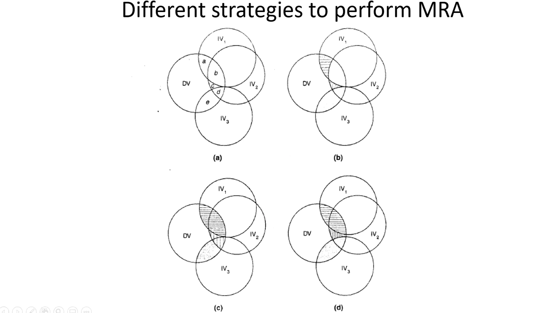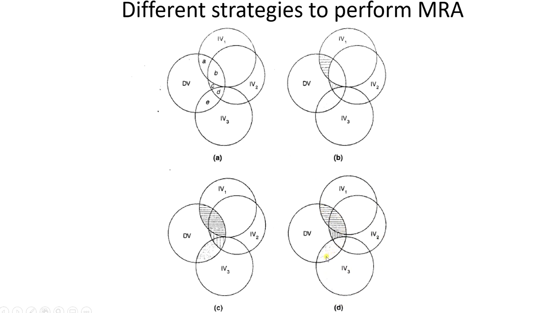The third one is the example of the sequential method or hierarchical method. This method I will explain. In this method, the researcher decides on the basis of research or theory which variable is more important and which will be entered first. My theory says that IV1 is the most important variable, followed by IV2. So first I will enter IV1, this is explaining this much of variance. Then I will enter IV2, these are small dots.